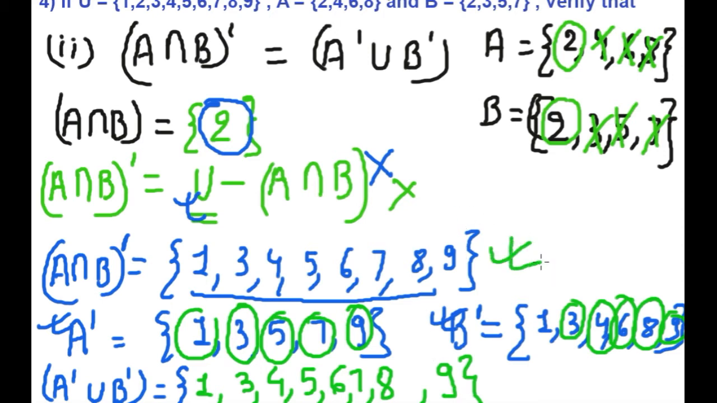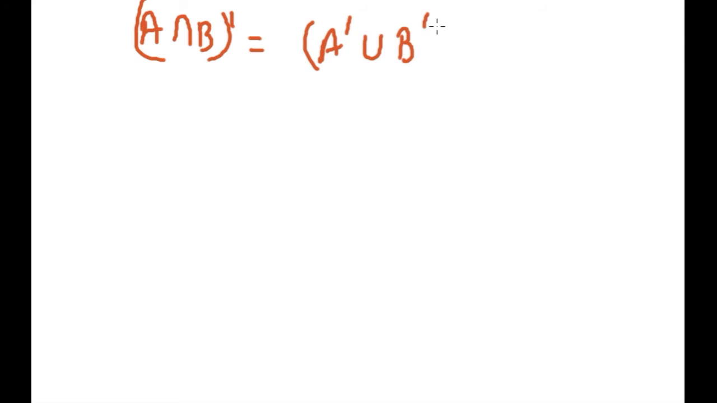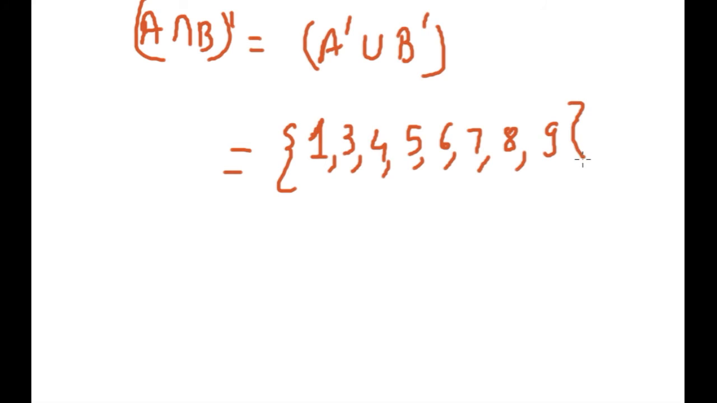And if you see here, (A intersection B) complement is the same. It means we can say (A intersection B) complement is equal to A complement union B complement. It is proved here. LHS is equal to RHS. Or you can say (A intersection B) complement is equal to A complement union B complement, equal to {1, 3, 4, 5, 6, 7, 8, 9}. This is the solution of part 2.